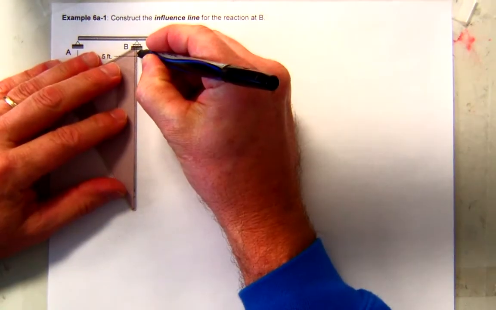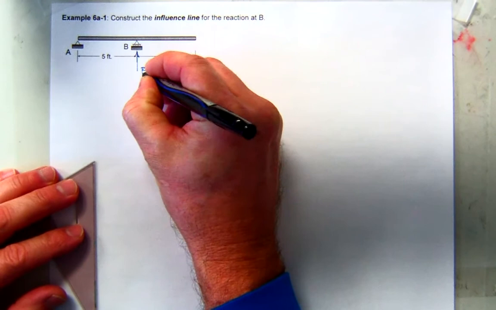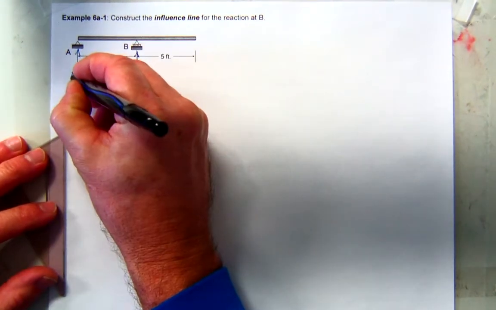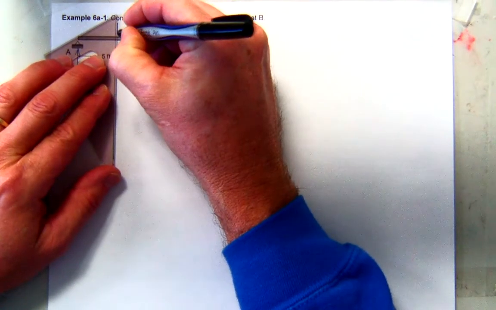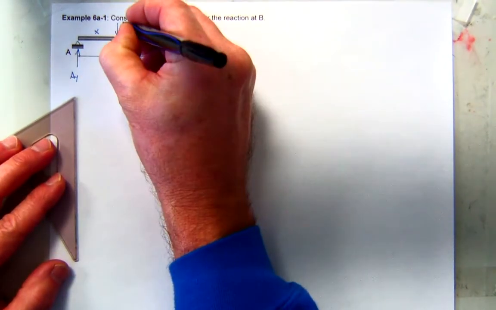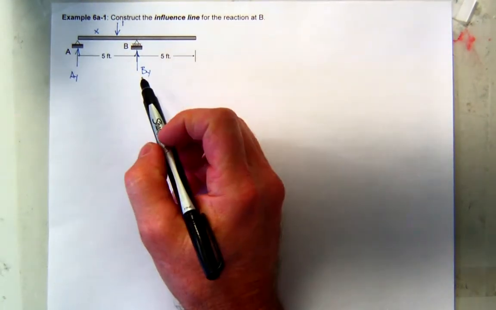I'm just going to use this as my free body diagram. There's my reaction at B. This would be my reaction at A. And I'm going to put my unit load up here on the top at a distance x from the left. It is now your job, on this condition, as a function of x, to find the reaction at B. How would you do that?